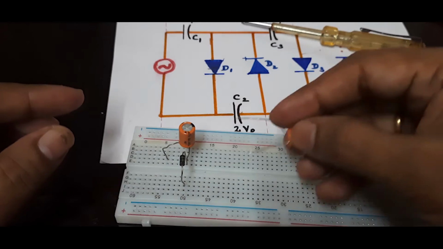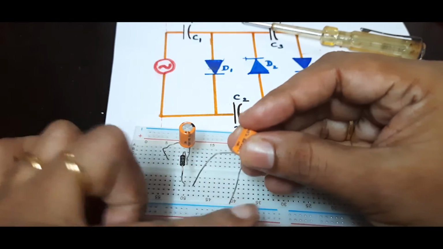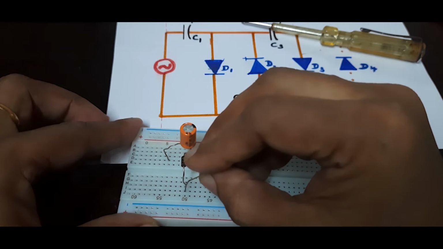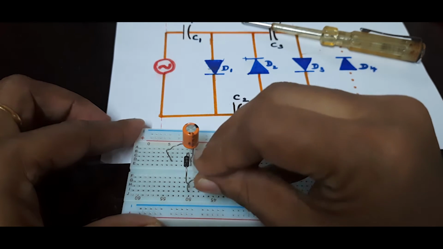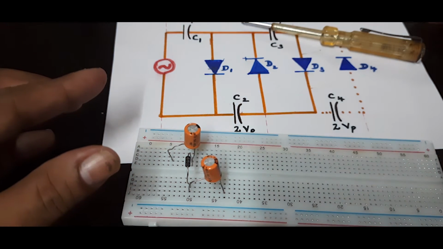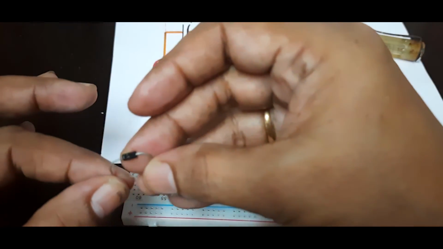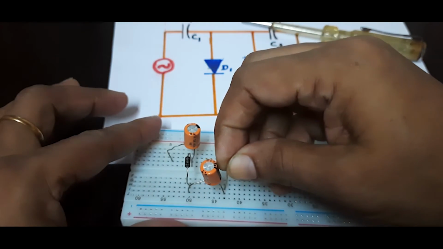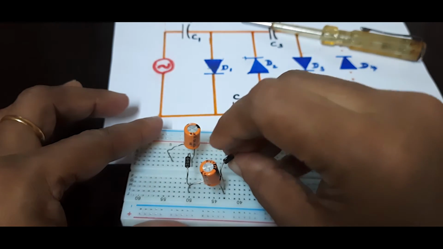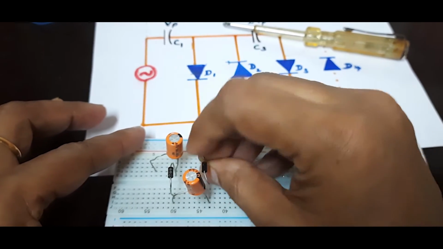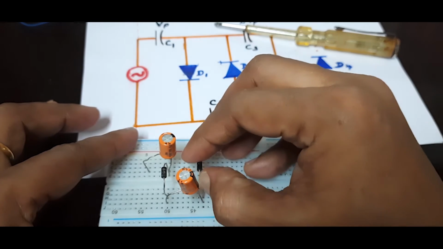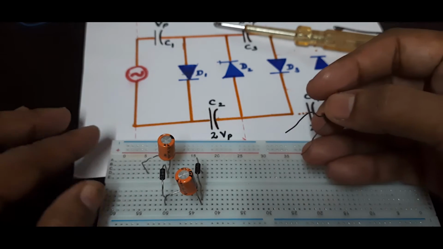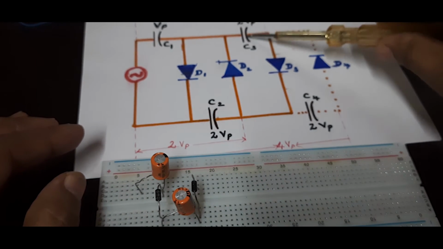Next capacitor, positive, negative. So positive, negative. Next diode, positive, negative. Hope it is clear. Next diode, next capacitor, that is this capacitor.